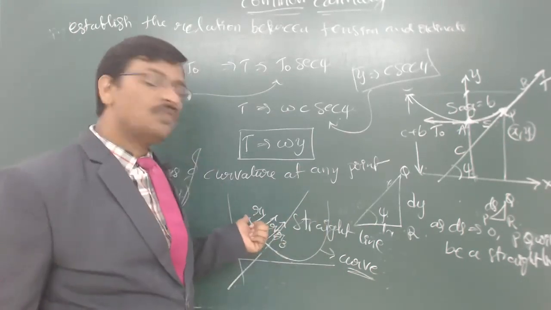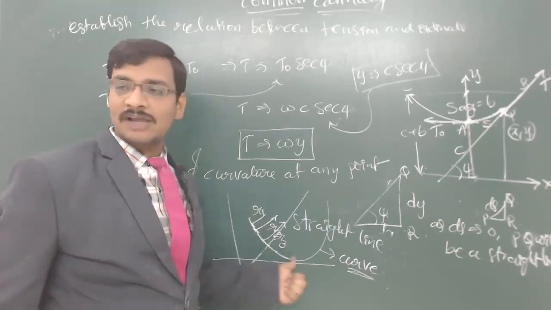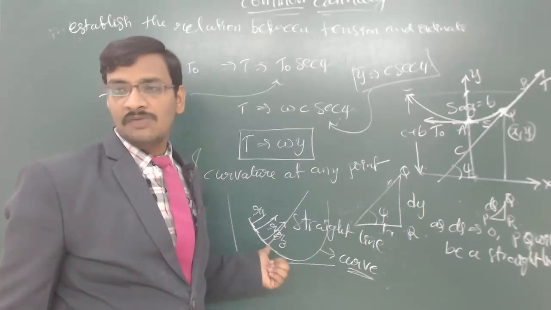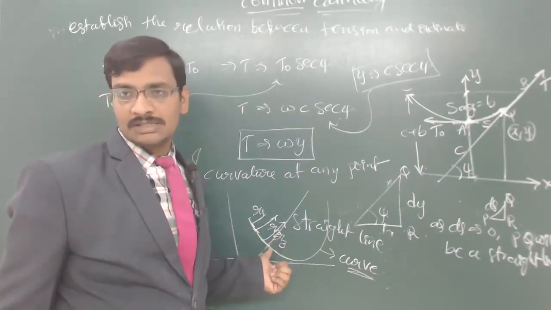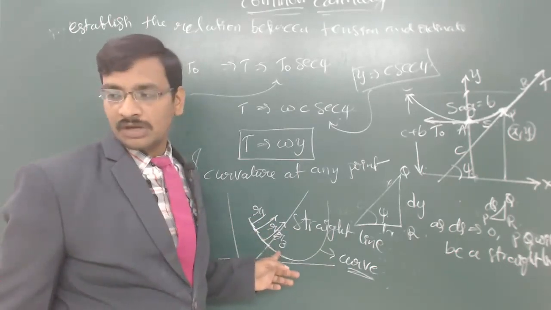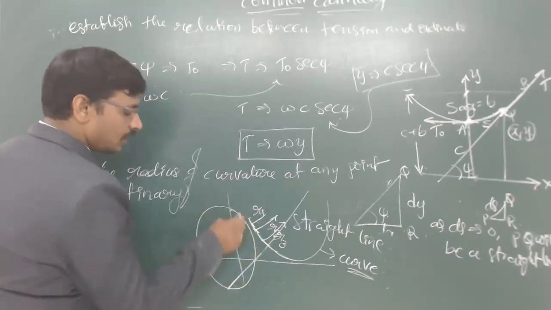So if you want to find the radius of curvature, at every point the radius value will be different, and this is dependent on the xy location on the curve. So everywhere there will be an associated radius, and that radius value we call the radius of curvature of the curve.